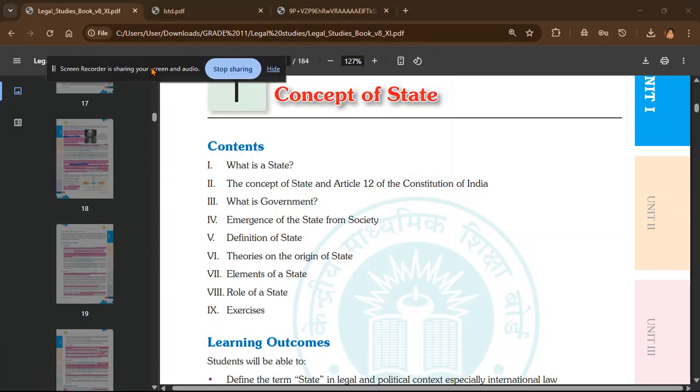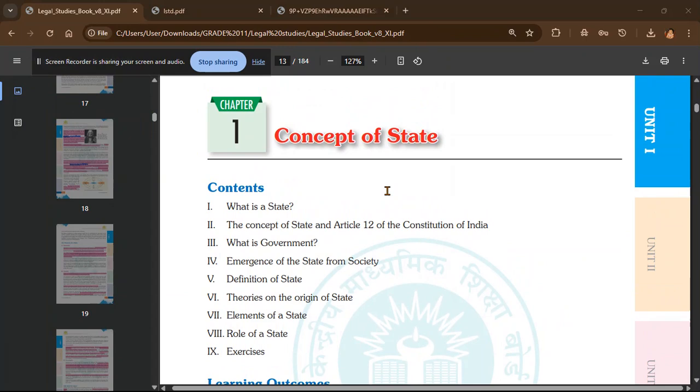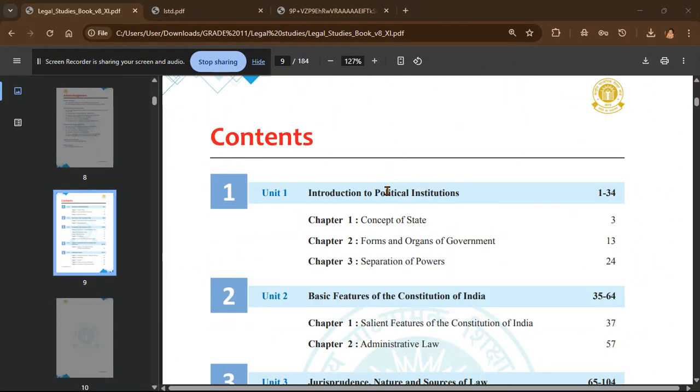Okay, so hello everyone. In today's lecture, we'll be doing chapter one of legal studies. It's called Concept of State. In this chapter, we'll be covering a lot of topics that I'll be discussing. Before that, in this video, mainly we'll be completing concept of state. But with that, I'll be doing forms and organs of government also.